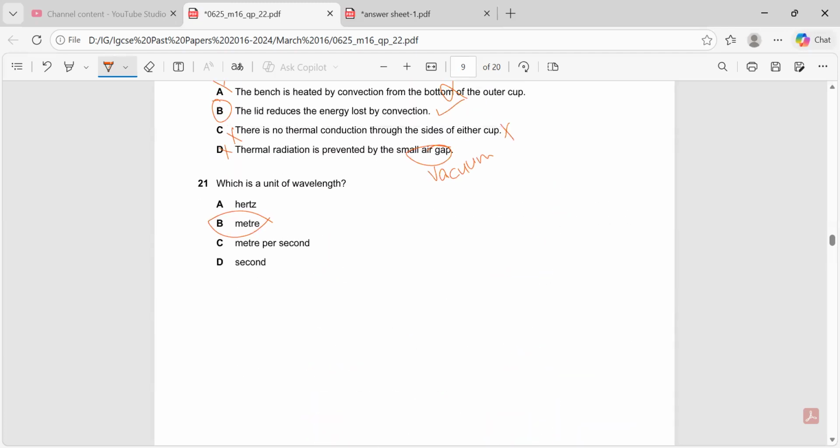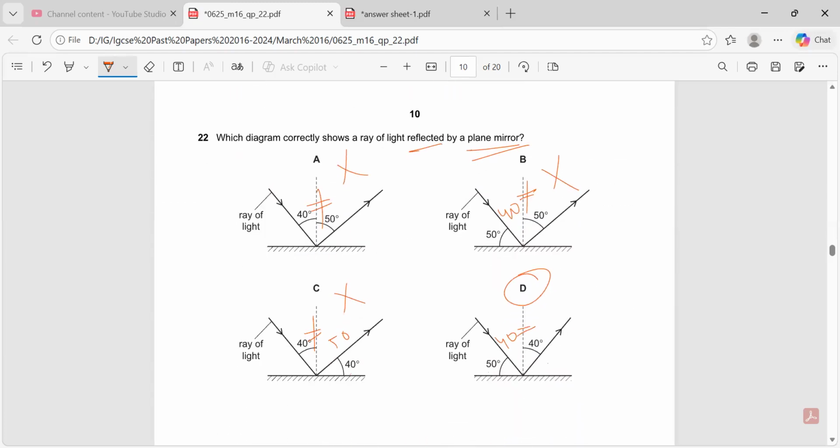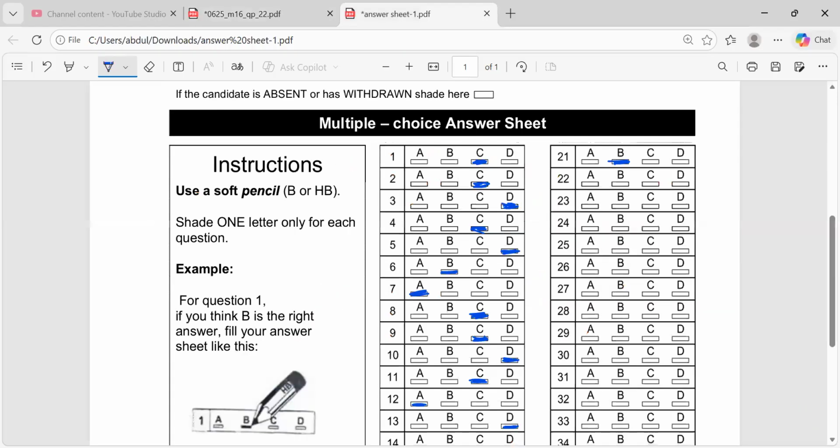Did we do 21? Yes. So answer is D, my dear friends. These angles we need to subtract from 90 degrees, which are not written. So 90 minus 40 is 50, so they are not equal. Similarly, they are not equal here. And here 90 minus 50 is 40, not equal to 50. But here 90 minus 50 is equal to 40, so both angles are equal. Meaning angle of incidence is equal to angle of reflection. So D is the correct answer. For 22, answer is D.